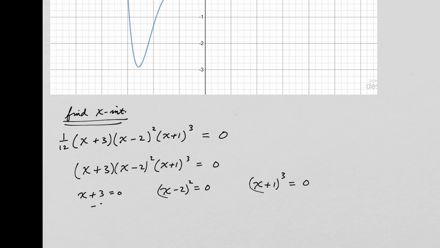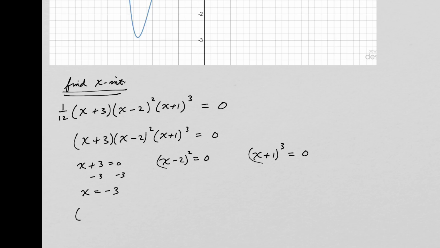Well, the first one is going to give us the zero x equals negative 3, right? Or the root x equals negative 3. Or if you want to write it in terms of an x-intercept, this would be negative 3 comma 0.